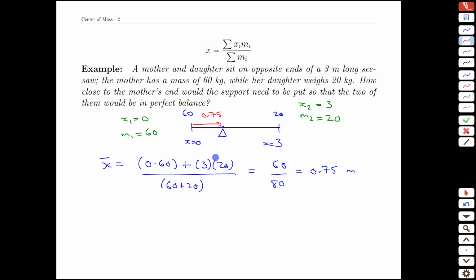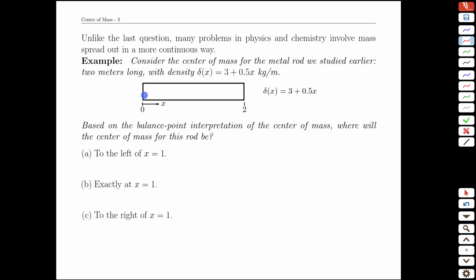So that question's a pretty traditional early physics question. What we want to be able to do is handle a different kind of scenario where the mass is spread out in a continuous way. To give us a concrete example, let's look at an example from earlier in the course where we had a 2-meter long rod where the density was changing. It became more dense as we moved from left to right. This rod would also have a tipping point somewhere, or a perfect balance point.